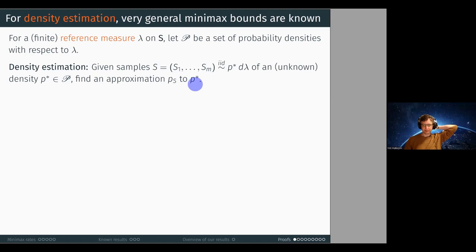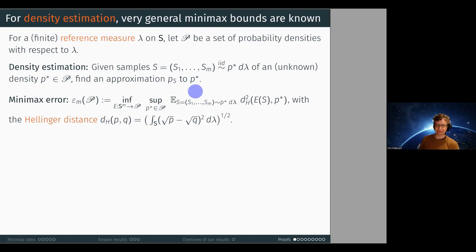Yes, and for this kind of problem, Yang and Barron proved nice bounds for the minimax error. So let me first tell you what the minimax error is. It's defined as before. You basically take the best learning function, which maps a bunch of training samples to an element of this probability density class. And you then take the worst distribution for this given learning function and see how well, in expectation over the training samples, your learning function does. And as the distance between probability density functions, we take here the so-called Hellinger distance, which is basically the L2 distance between the square root of P and the square root of Q. And we take the squared Hellinger distance.